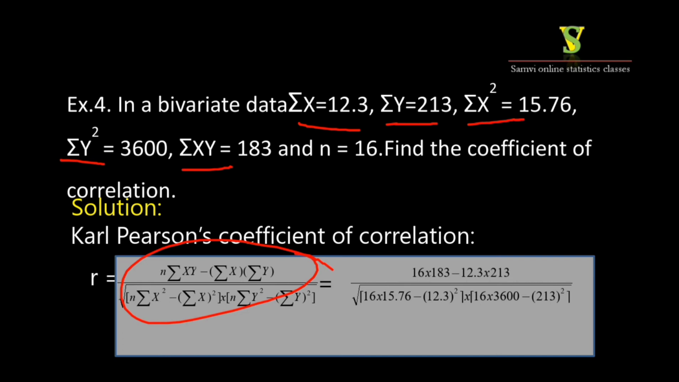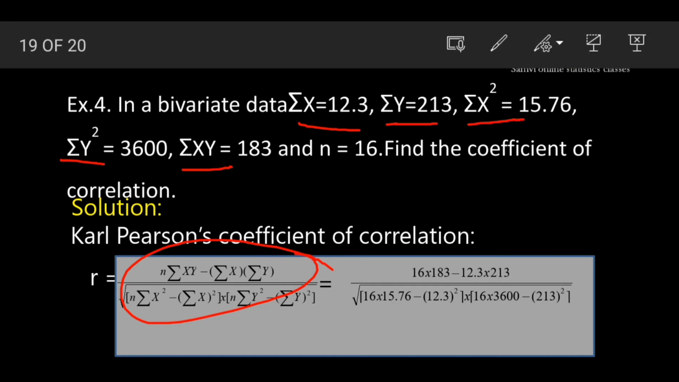So we'll get here n, that is 16, summation of xy, that is 183, minus summation of x, 12.3, and summation of y, 213, divided by square root of n, that is 16, summation of x square, here 15.76 it is given, minus 12.3 whole bracket square, into n 16, summation of y square 3600 it is, minus summation of y, that is 213, whole bracket square. So now we have to make the simplification here.